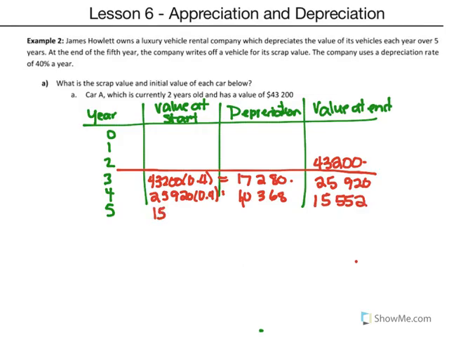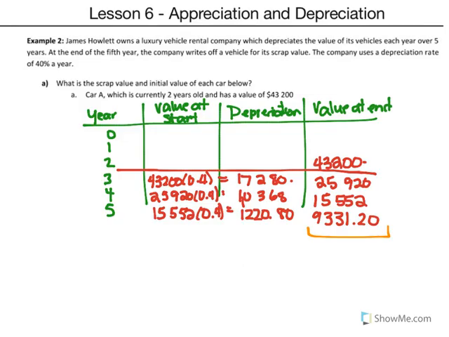And the last is after the 5th year. It starts at 15,552. We're going to times that number by 0.4, and you'll get 6,220.80. Subtract those two numbers, and it's now worth 9,331.20. So at the end of 5 years, the car has depreciated to a value of $9,331.20. So this is how much they can write the car off for at the end.